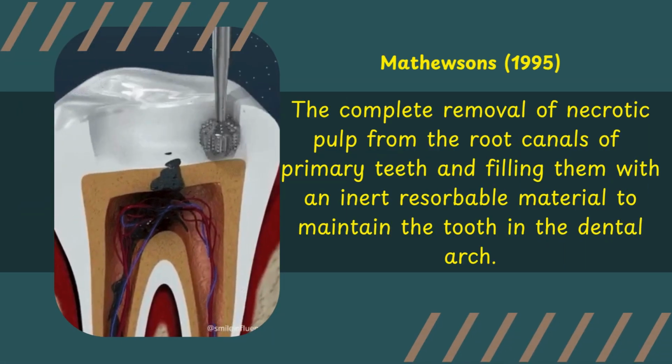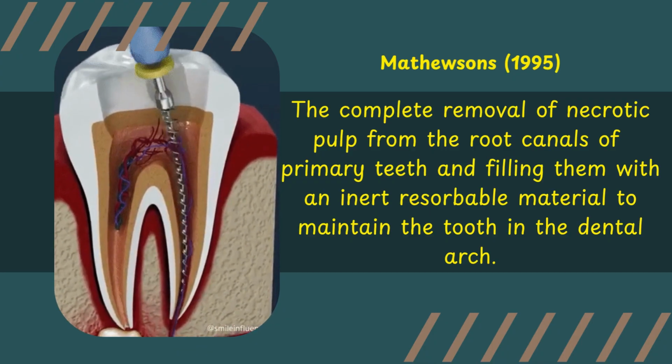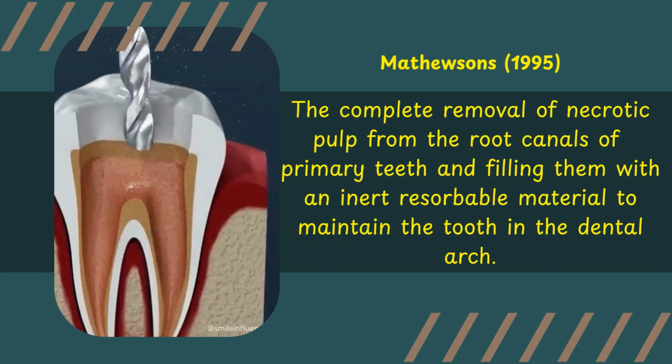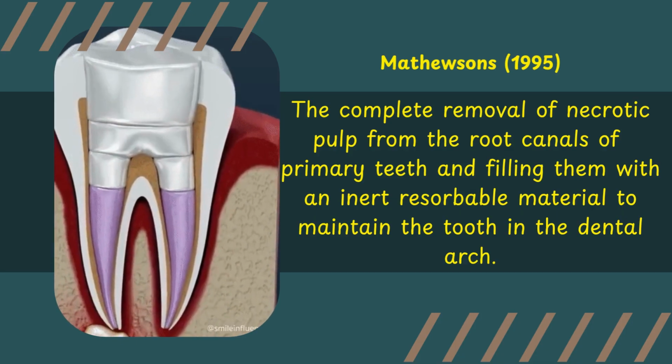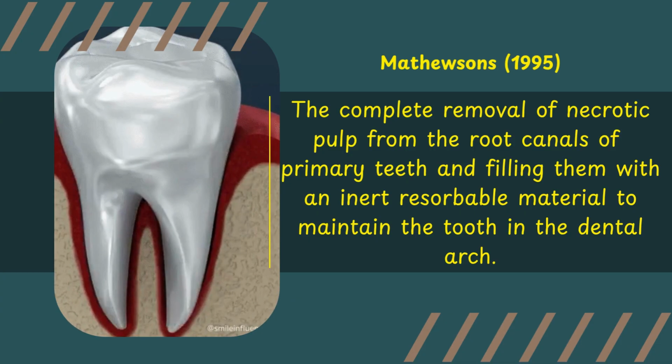Pulpectomy, in simple terms, is a complete removal or extirpation of vital or necrotic coronal and radicular pulp tissue from the root canal of a primary tooth. Think of it as the primary tooth's version of a root canal treatment in a permanent tooth.